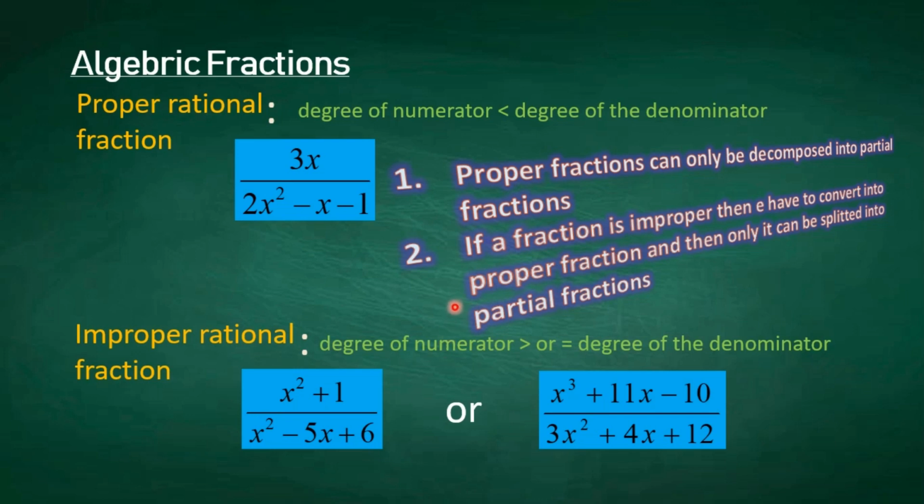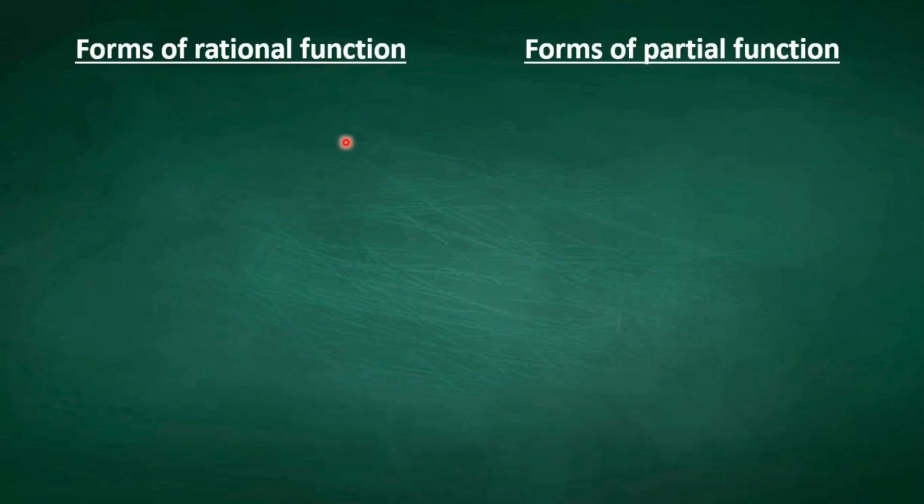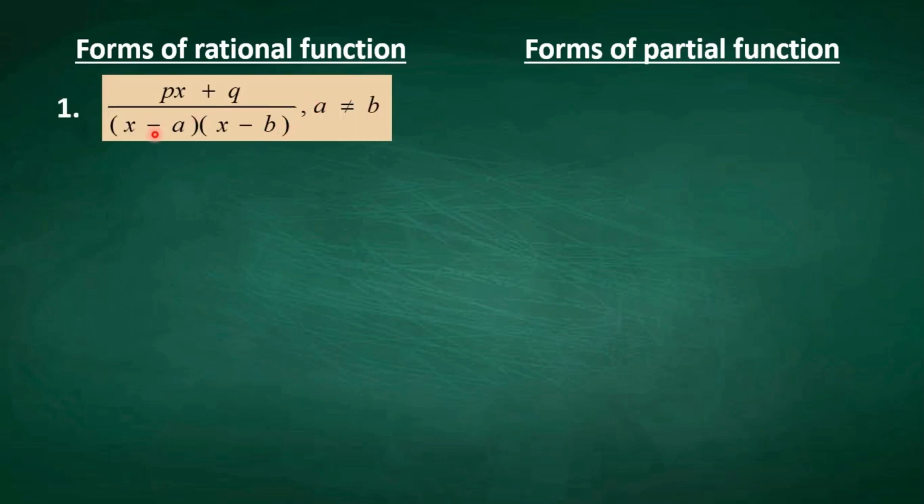Alright, so just before going into that, we will see some standard forms of proper rational fractions and what will be their corresponding partial fractions. Alright, so I'll make the forms in the form of a table. Let's say the first case is you have two linear factors in the denominator, and in the numerator you have a linear term. So the denominator becomes x square and the numerator is x to the power 1. So it's a proper fraction. And the thing to note over here, this form works when the two linear factors in the denominator are not the same. So we state a is not equal to b.